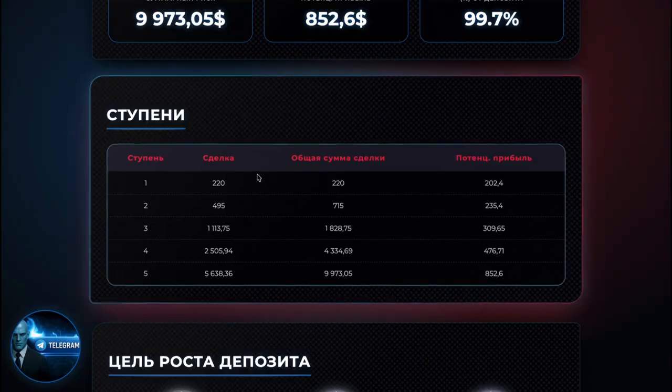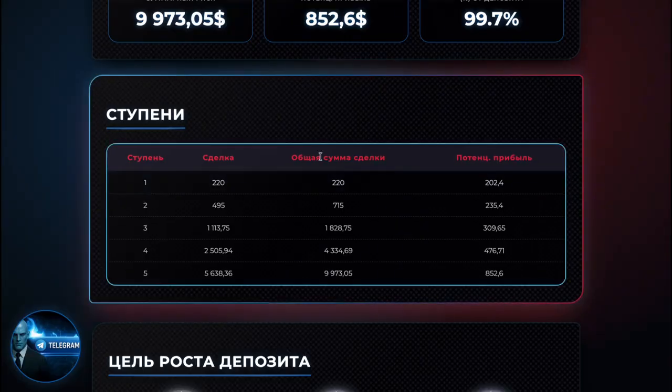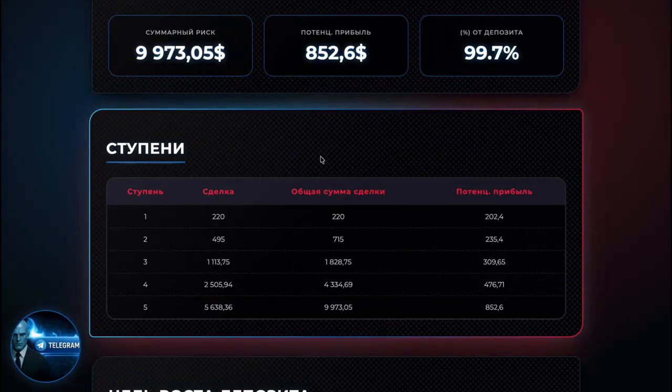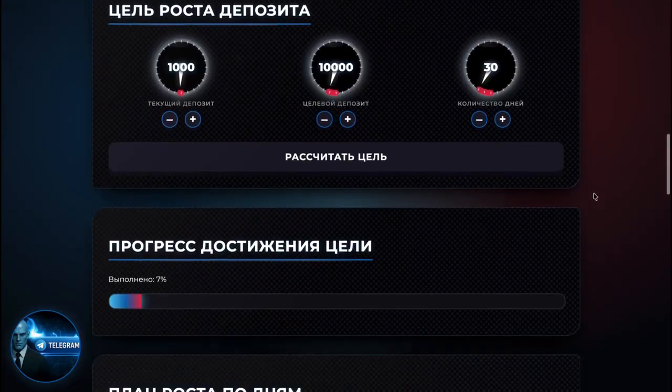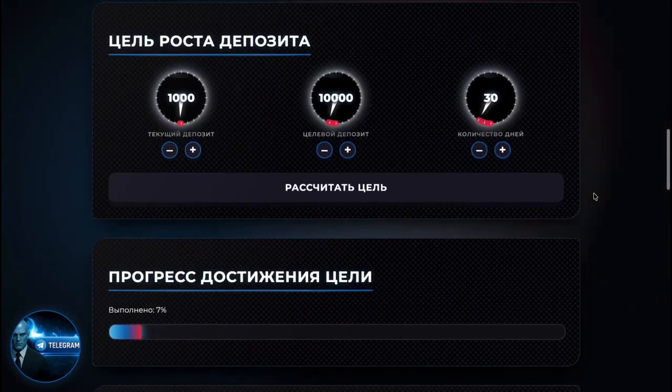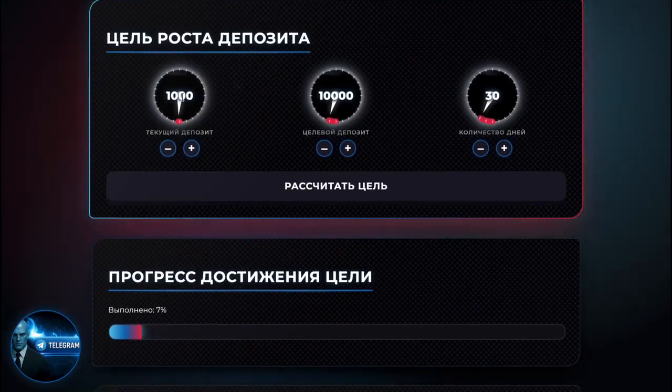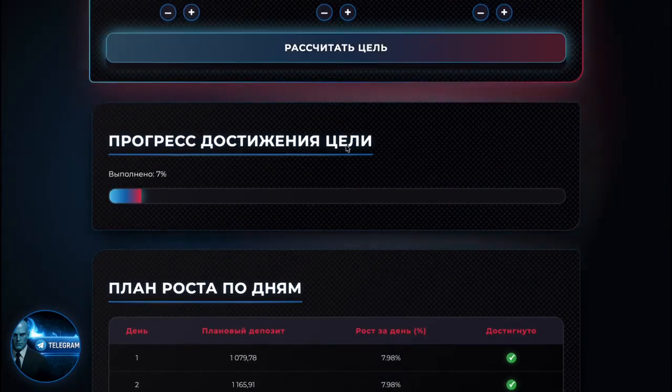So you see, it's a great balance distribution table. Friends, you know what else this site is useful for? You scroll down to the very bottom and you can set a goal for yourself. For example, you set a deposit of $1,000 and a goal of $10,000 that I want to earn in a month. And you click distribute. That's it.